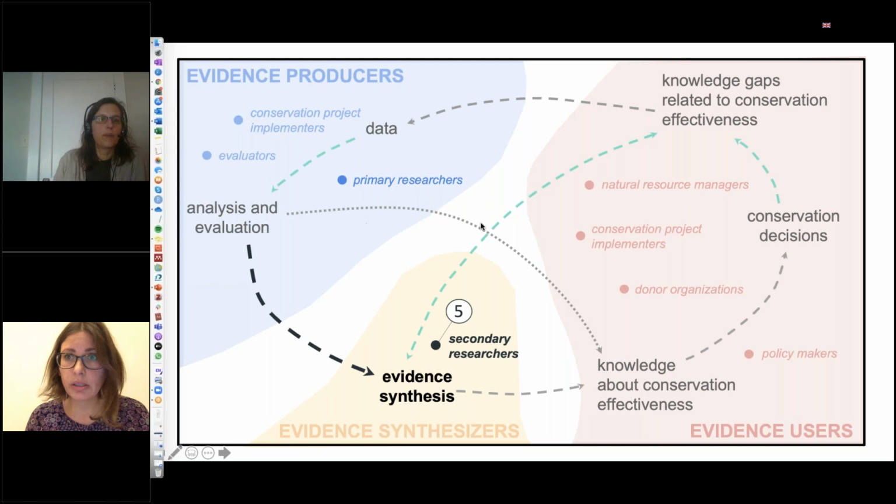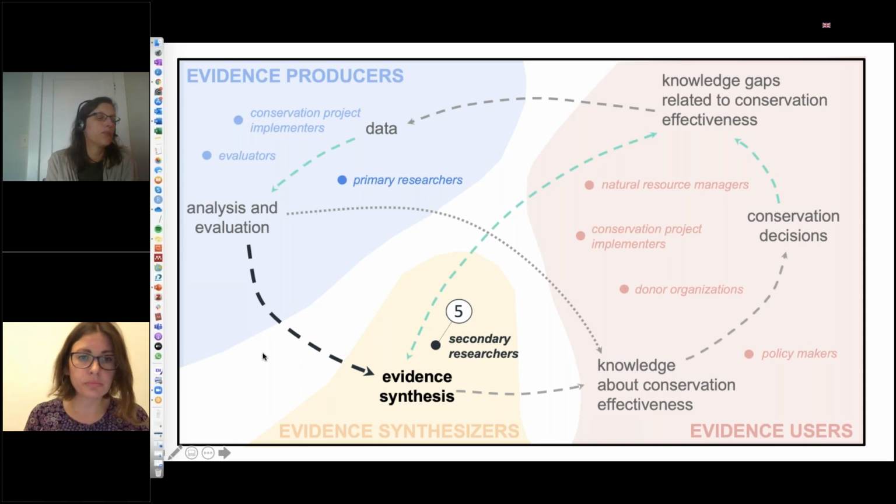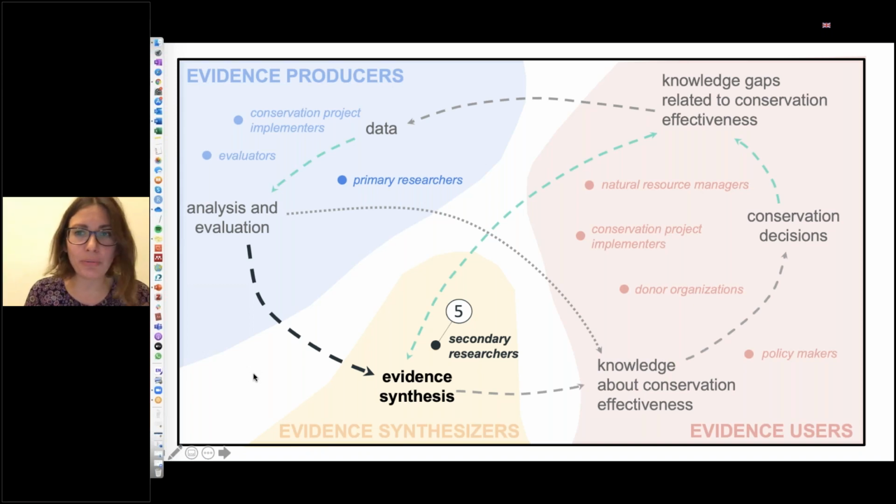Okay. So Biljana's talk will look at the linkages between evidence production and evidence synthesis, and we'll explore how searchability, methodological rigor, accessibility of data, and reporting quality of primary research can influence the findings of systematic reviews. Thanks, Biljana.